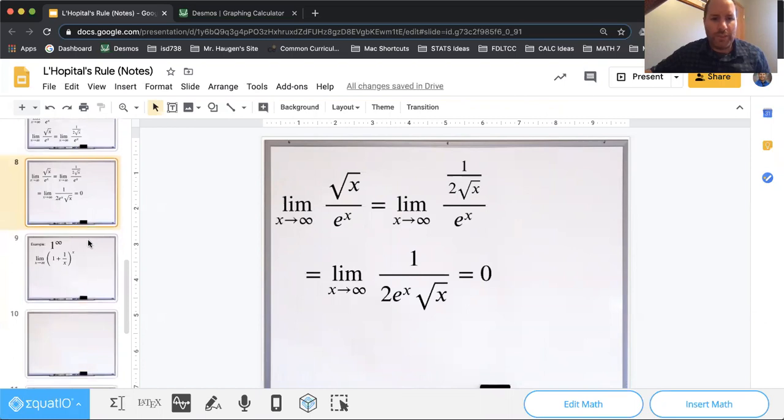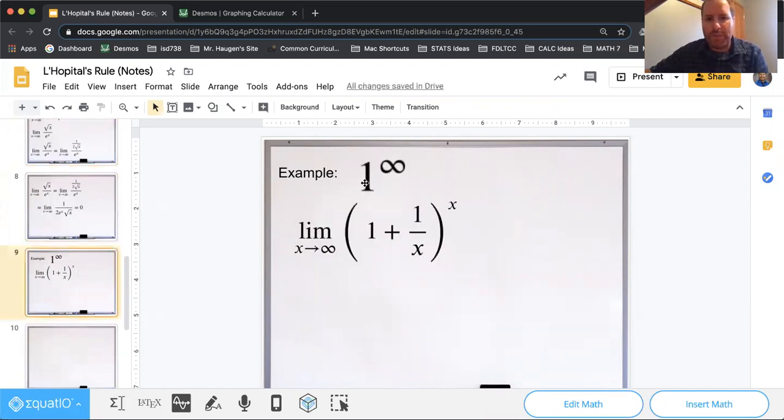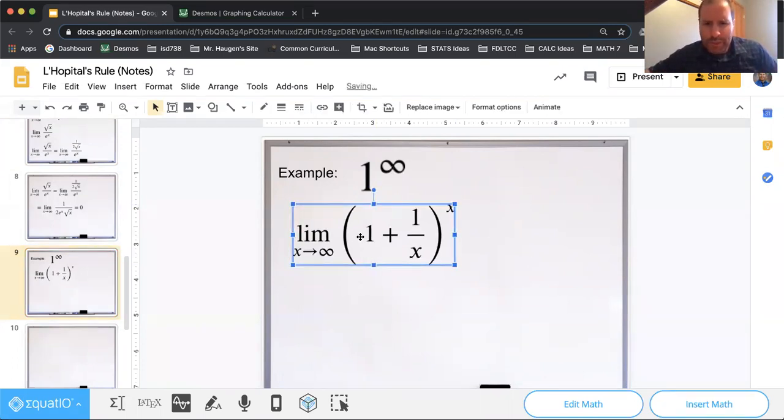Another form, okay, so that was just this form. Our next form is going to be, what if we have 1 to the infinite power, right? How do we do that? So in here, we could look at this and say, okay, we've got a limit. We've got 1 plus 1 over x, to the x. So if we try to let x be infinity, this part's going to be 0, and we're going to have 1 to an infinite power, right?